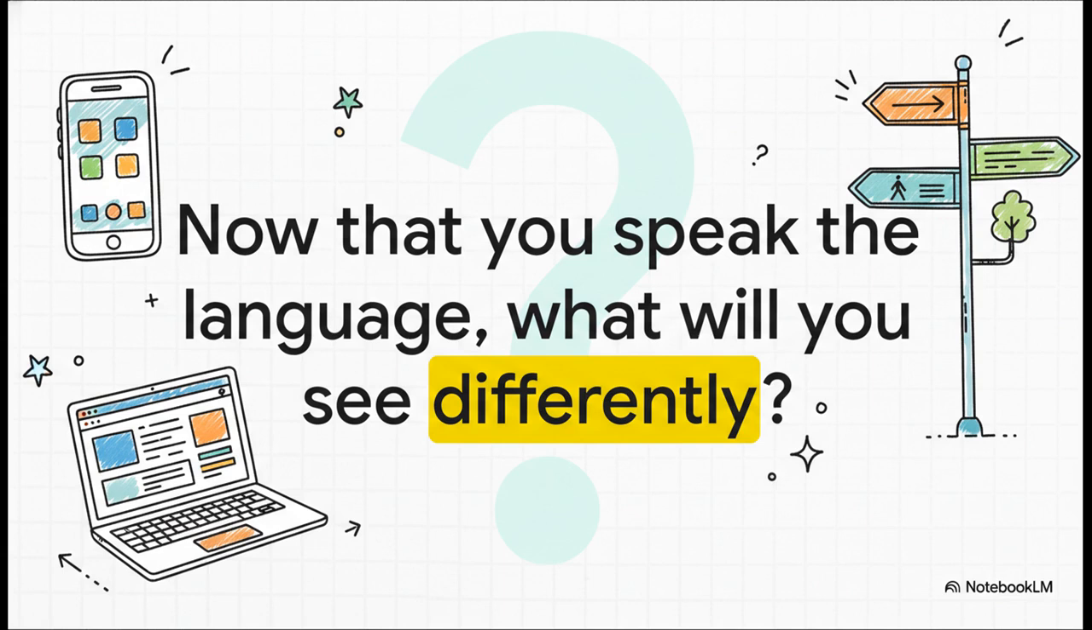Look for the invisible grid of alignment. Notice the clear path of hierarchy. See the rhythm of repetition. Now that you speak the language, you're going to start seeing it everywhere. What will you see differently?